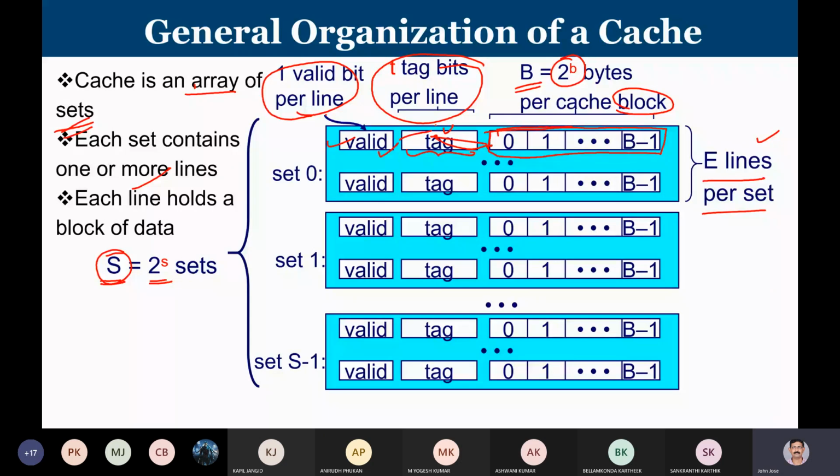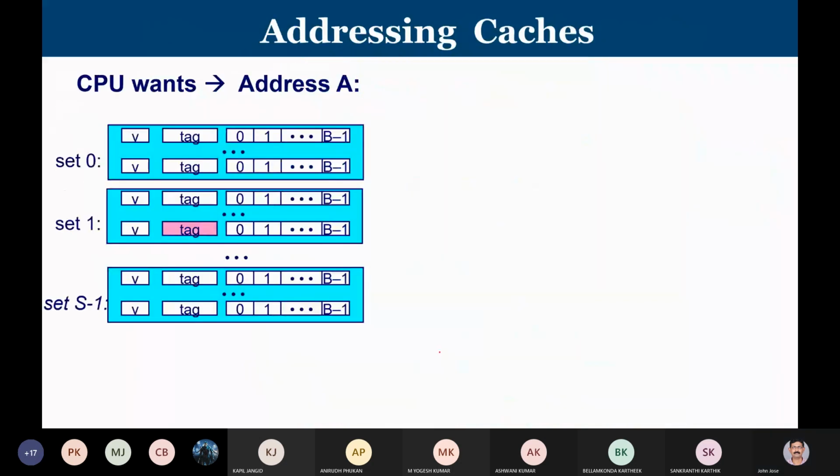Now, the total cache size is going to be equal to B into E into S, where B is the block size, E is the associativity, and S is the number of sets. All of them are powers of 2, so naturally the cache size would also be a power of 2. So this is the general organization of a cache.